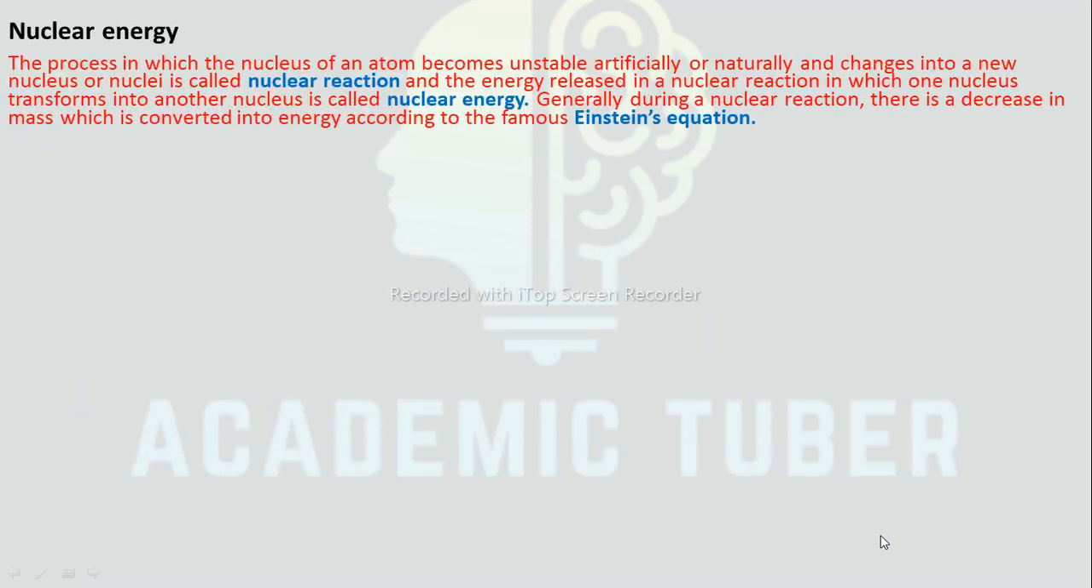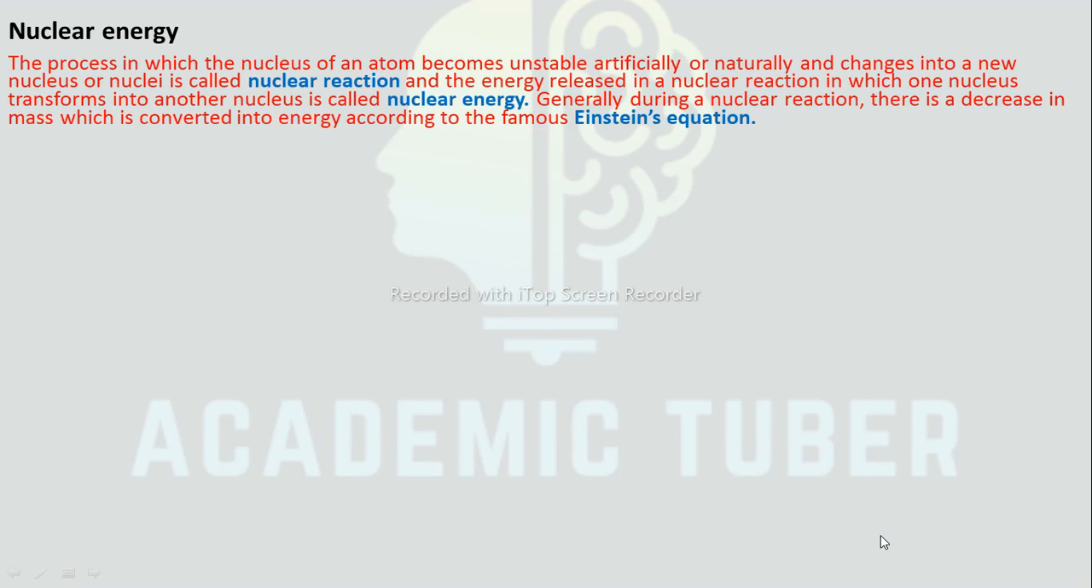Now we are going to discuss another alternative source of energy, that is nuclear energy. The process in which the nucleus of an atom becomes unstable artificially or naturally and changes into a new nucleus or nuclei is called nuclear reaction. And the energy released in a nuclear reaction in which one nucleus transforms into another nucleus is called nuclear energy.